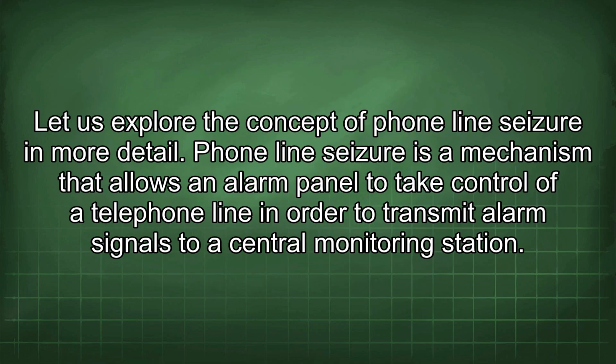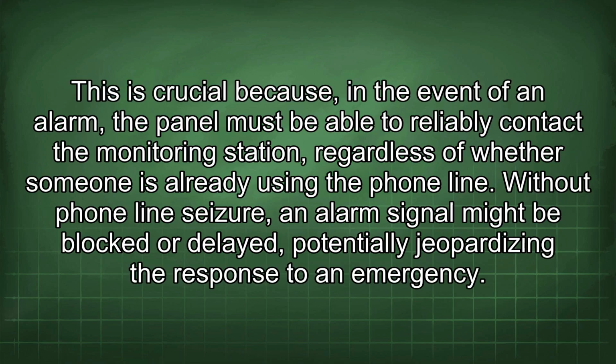Let us explore the concept of phone line seizure in more detail. Phone line seizure is a mechanism that allows an alarm panel to take control of a telephone line in order to transmit alarm signals to a central monitoring station. This is crucial because, in the event of an alarm, the panel must be able to reliably contact the monitoring station regardless of whether someone is already using the phone line. Without phone line seizure, an alarm signal might be blocked or delayed, potentially jeopardizing the response to an emergency.